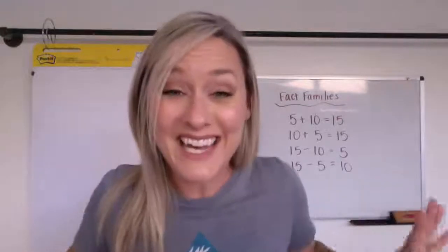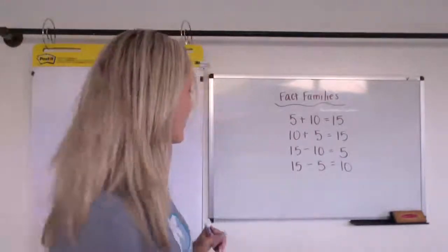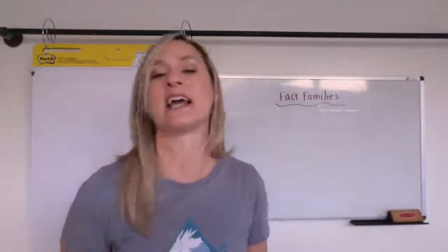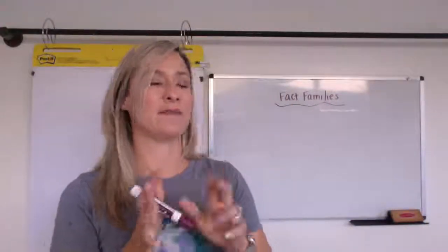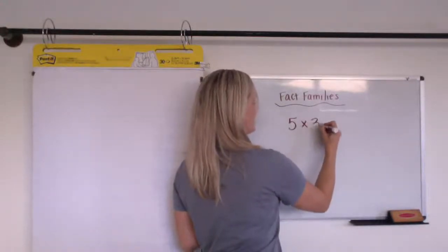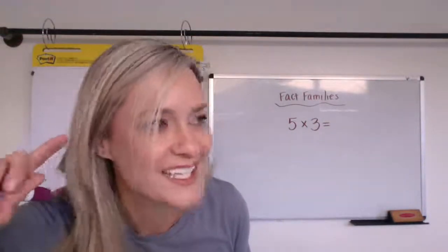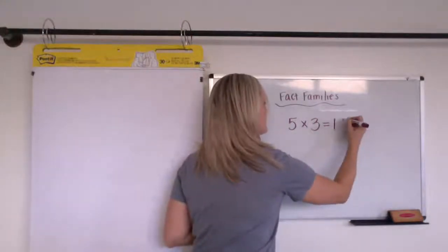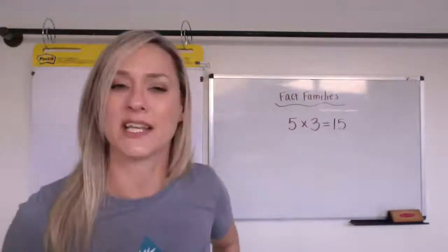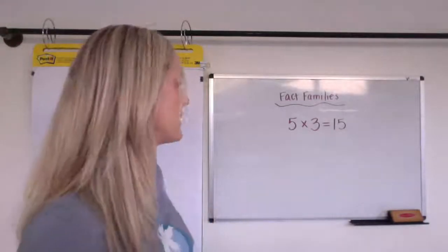Now, the same thing is actually true for multiplication and division, if you can believe it. So if I give you a problem, let's say 5 times 3. What does that equal? 1, 2, 3, tell me. 15. Can you find the other 3 fact families that would go with it? This would be a good time to hit pause. Can you figure that out? What would it be?